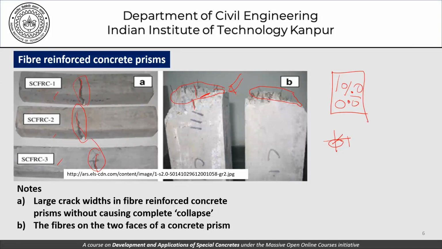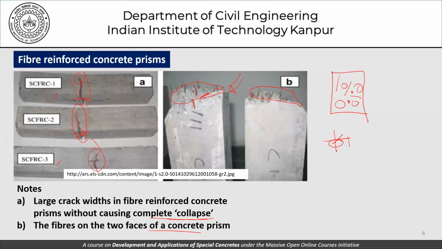So this shows large crack widths in fiber reinforced concrete prisms without causing complete collapse. We can see reasonably large crack widths, and we can still see that the beam is holding on as far as not collapsing is concerned. So the fibers in the two faces of a concrete prism is what we are shown here, and we've discussed this matter before.